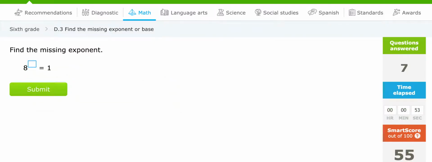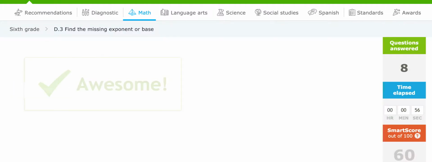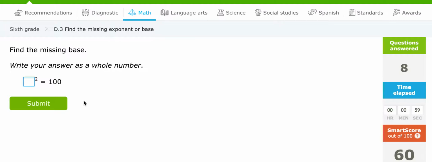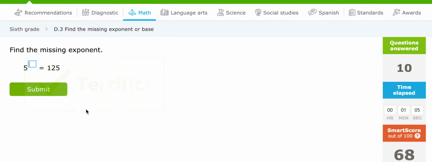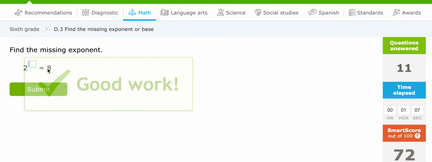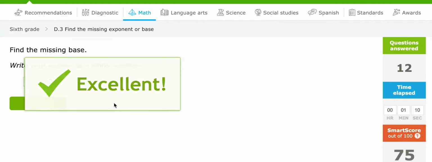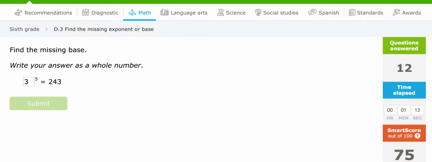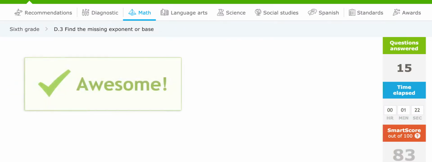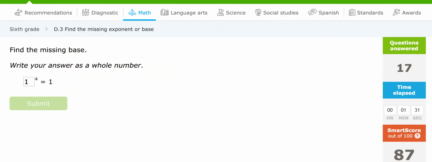And as we continue, anything to the 0 power equals 1. 10 squared equals 100. 8 squared equals 64. 5 cubed equals 125. 2 cubed equals 8. 3 to the 5th will equal 243. 10 cubed equals 1,000. 2 squared equals 4. 9 squared equals 81. 5 squared equals 25. 1 to the 4th equals 1. 1 to the 3rd equals 1.